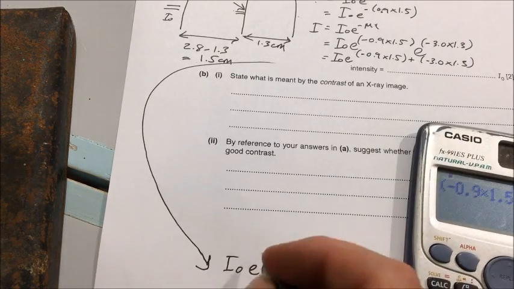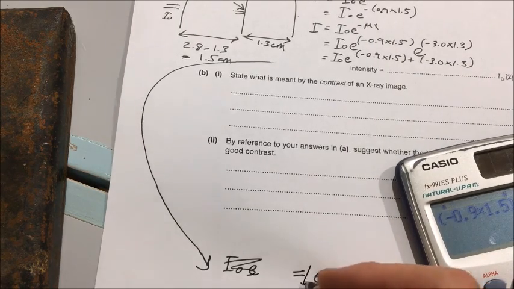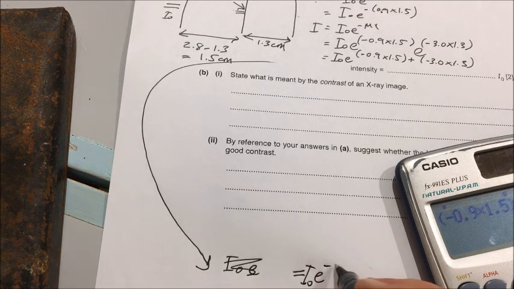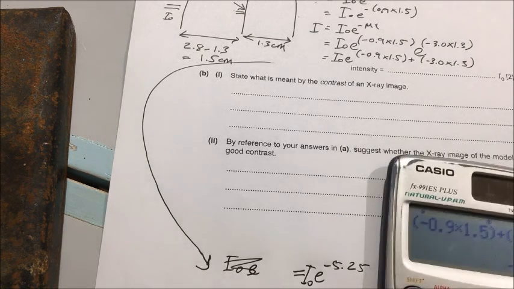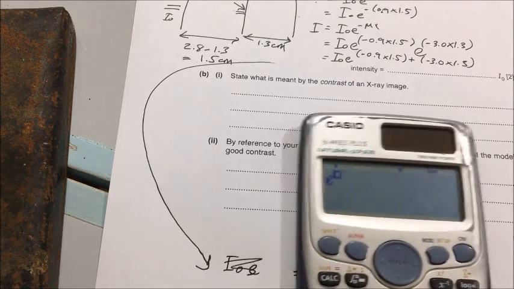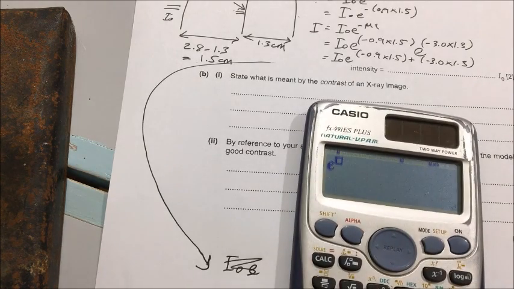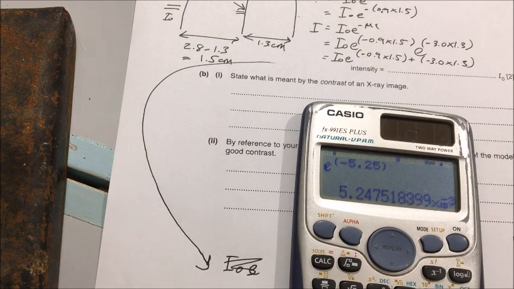So let's put that down here. Equals I0 times e to the power minus 5.25. But of course, e to the power minus 5.25 has a value. So let's find out what it is. So I'm just going to do my usual shift on natural log there. Hopefully you can see this. And I'll just put minus 5.25. That gives me a value of, oh, have I got that right? Let's see. I think I do have it right.